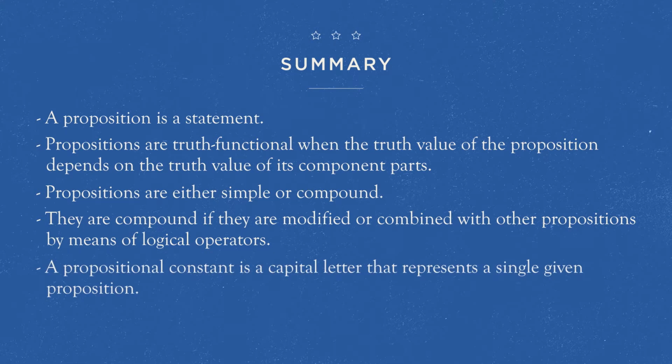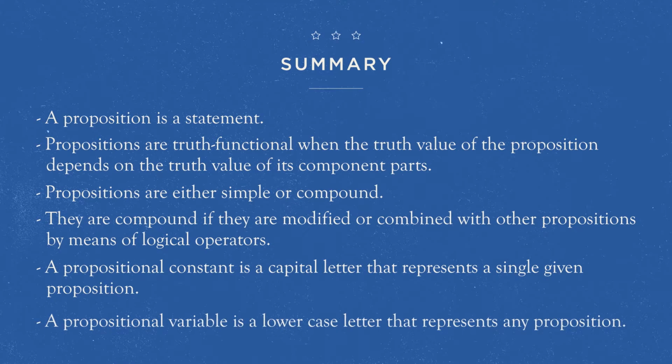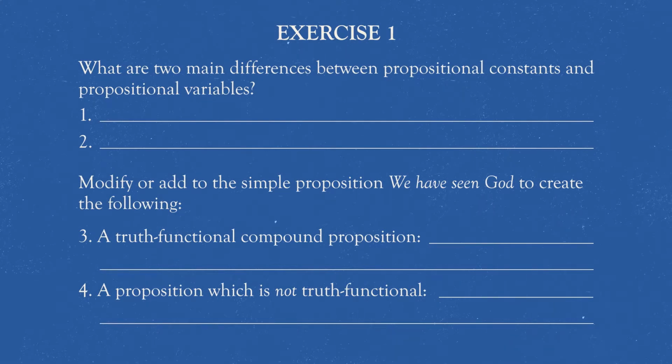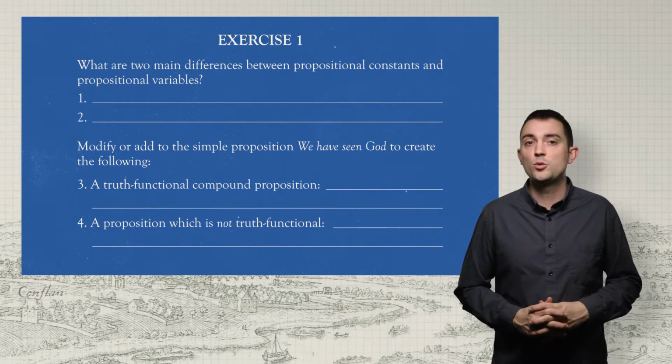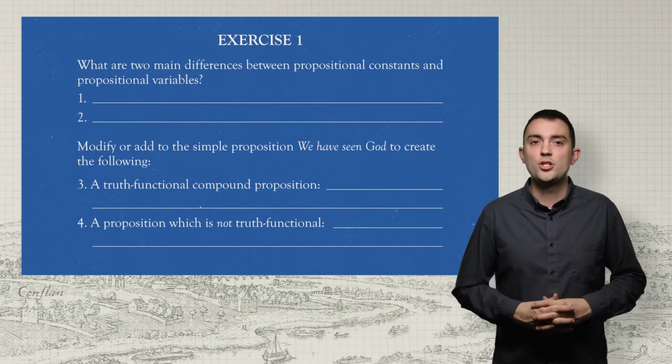A propositional constant is a capital letter that represents a single given known proposition, usually with a known truth value. A propositional variable is a lowercase letter, usually P, Q, R, S, and so on, that represents any proposition whatsoever. So let's consider exercise 1. What are the two main differences between propositional constants and propositional variables? You can identify probably 3 differences between them, but I just ask you for 2.